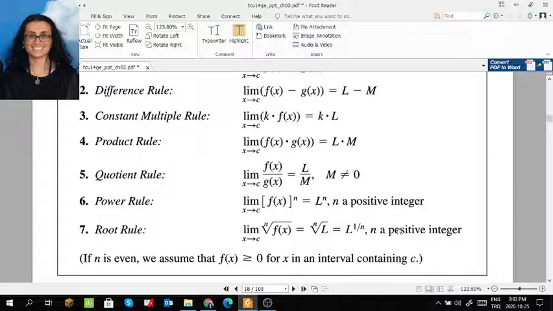Okay. Here, be careful here. Nth root, if n is even, we assume f of x is greater or equal to 0. Otherwise, it doesn't make sense, right? Because square root, for example, square root of a negative number doesn't make any sense for us.